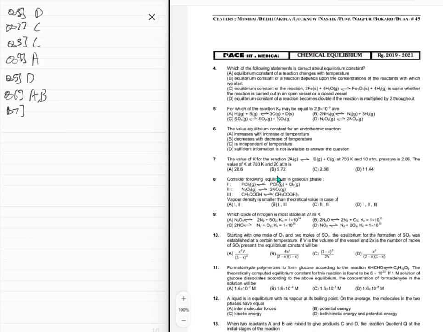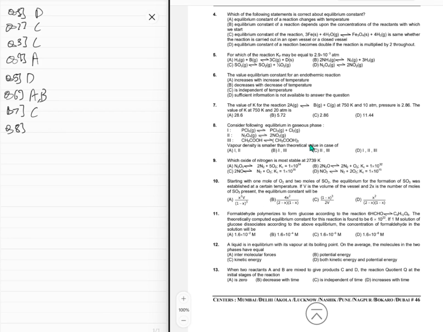Number 7. Value of K for this reaction, 2A gives B plus C. Is this the value of K at 750 Kelvin and 20 atmosphere? Just changing the pressure doesn't change anything, you know. So it's still the same thing, 2.86. So C.